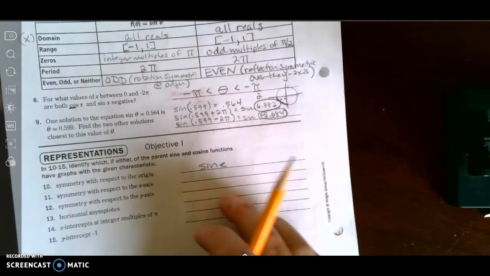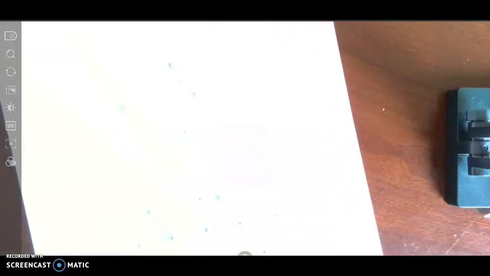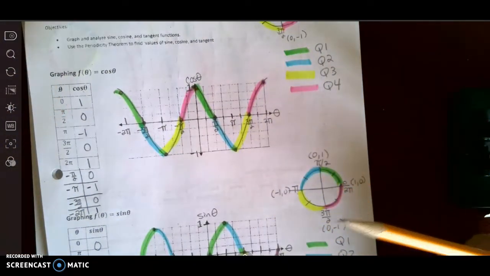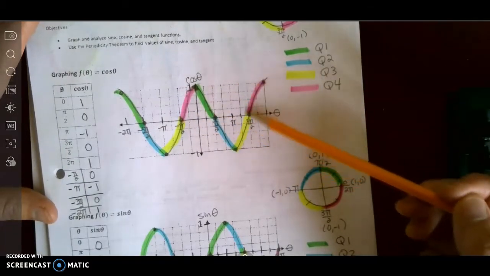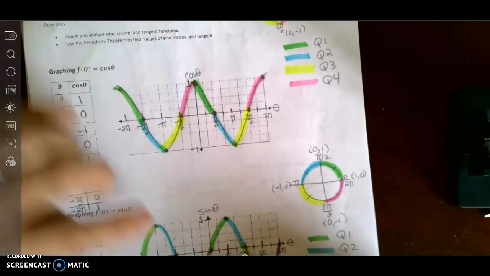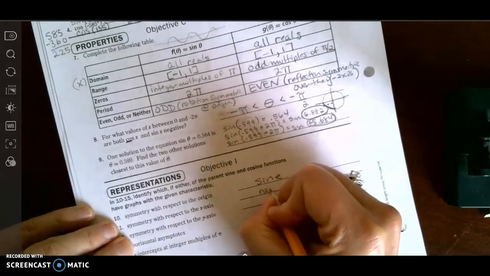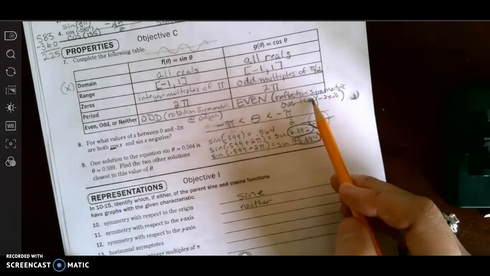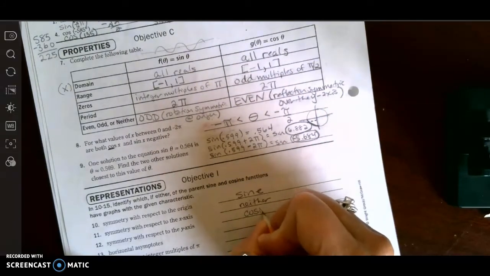Symmetry with respect to the x-axis. Let's look. We never talked about that. That means if we would fold it over the x-axis, well, neither of them will be symmetric because if you folded this, you'd have a curve down here, and this curve would be up here. It would not look like the same graph. Same thing with sine. So neither of them has symmetry with respect to the x-axis. Symmetry with respect to the y-axis we know is cosine because we said that was reflection symmetric over the y-axis, so that's cosine.